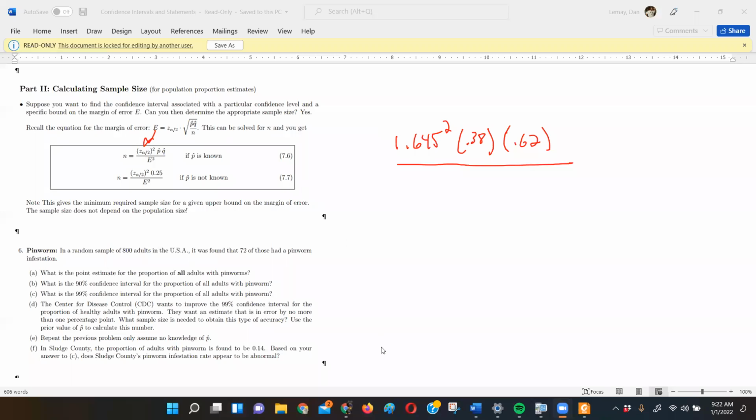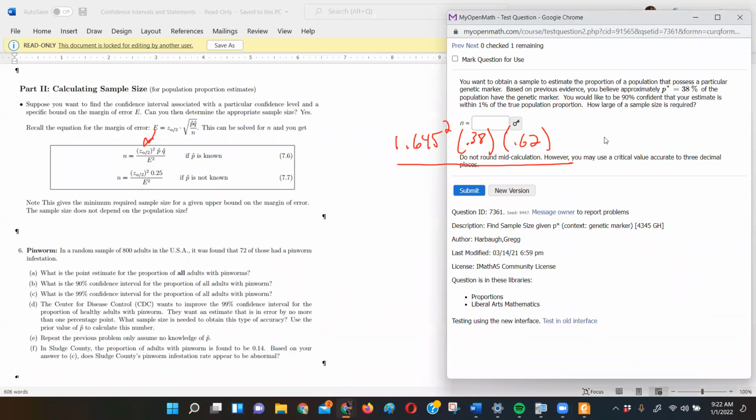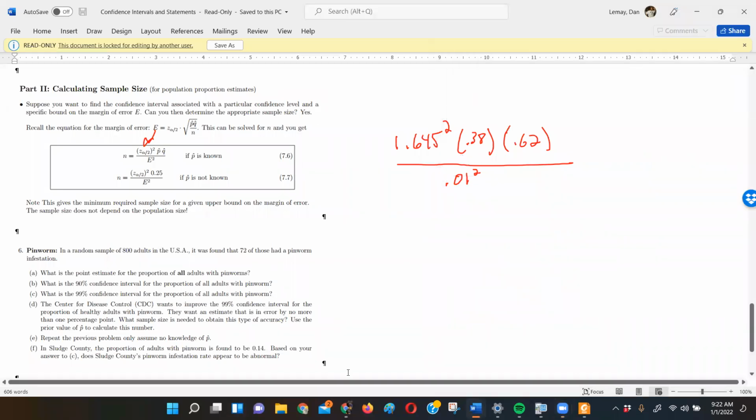So let me come back and double check that. Yeah, I want to be within 1% of the true proportion. So that means I'm going to do 0.01 squared. Okay, I don't want to clear that. I just want to come back here. So this is white, so you can write that down. So now I've got to do the calculation.